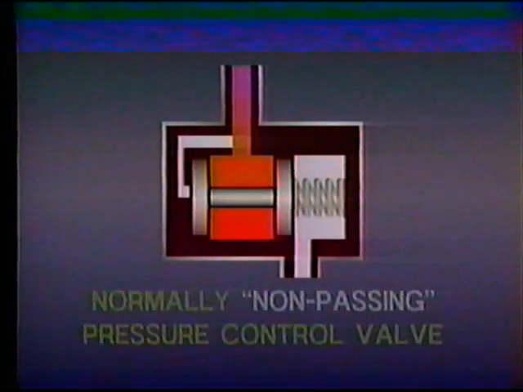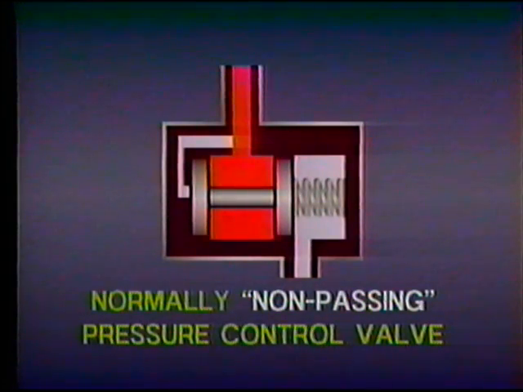Pressure control valves generally consist of a valve body with an inlet port, an outlet port, an internal moving part called the spool, and a spring at one end of the valve which biases the spool. That is, the spring holds the spool in position at one end of the valve body. At the other end, a small internal passageway leads from the inlet port to the end of the spool opposite the spring. If the spool is biased so it blocks the flow of fluid between the two ports, we call it a normally non-passing pressure control valve.